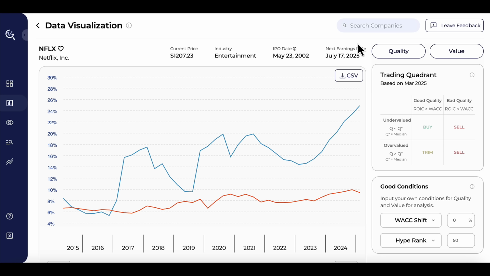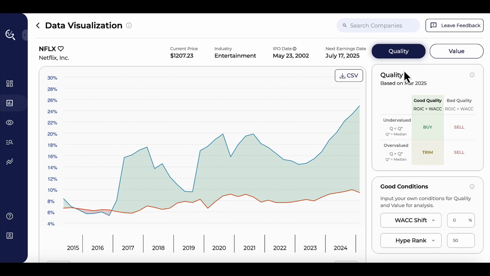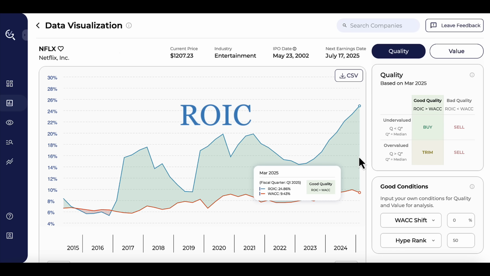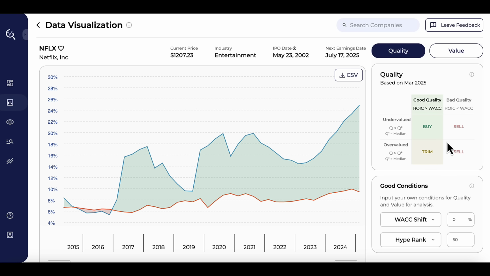If we want to compare those key metrics based on quality and value, we can click on these buttons over here. And what we notice, it lights up and shades the area between these two curves. And so when we click on quality, we see the ROIC in blue and the cost of capital in orange, and this green region here shaded. What we'll notice is this also lights up half of the trading quadrant. We see the good quality side is lit up because this condition is satisfied. ROIC is above WACC, the cost of capital. So we're creating long-term value.